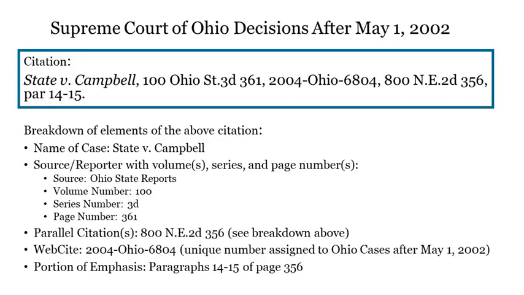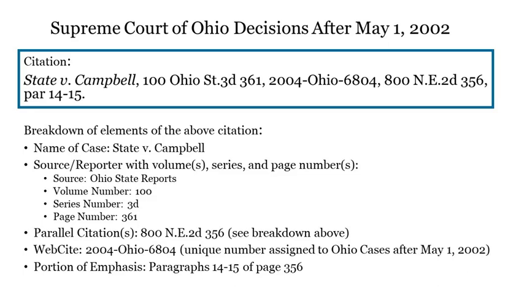And what that citation is telling you is you can locate this case on page 361 of Volume 100 of Ohio State 3rd. The website designation of 2004-Ohio-6804 indicates the year and assigned number of the decision. You can also find the case through the parallel citation on page 356 of Volume 800 of Northeastern 2nd, with a direction to see paragraphs 14 through 15.